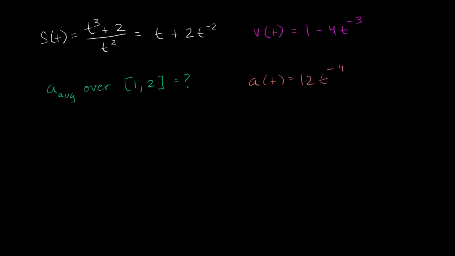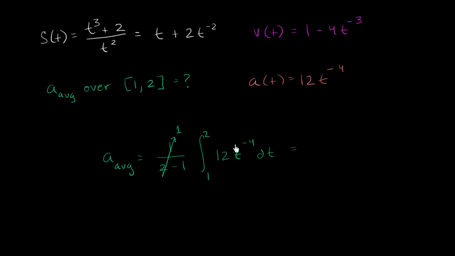Now, to find the average value, all we have to do is take the definite integral of this over the interval and divide that by the width of the interval. So we divide by the width of the interval, 1 over 2 minus 1, and this all simplifies to 1, times the definite integral over the interval from 1 to 2 of a of t, which is 12t to the negative 4 power dt. So what does this simplify to? Once again, this is 1 over 1. That's just going to be 1.